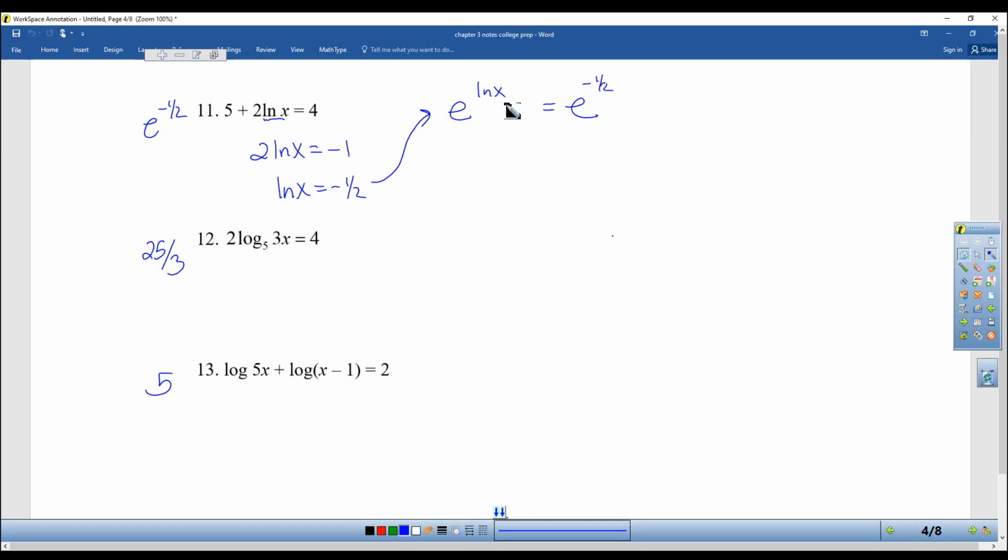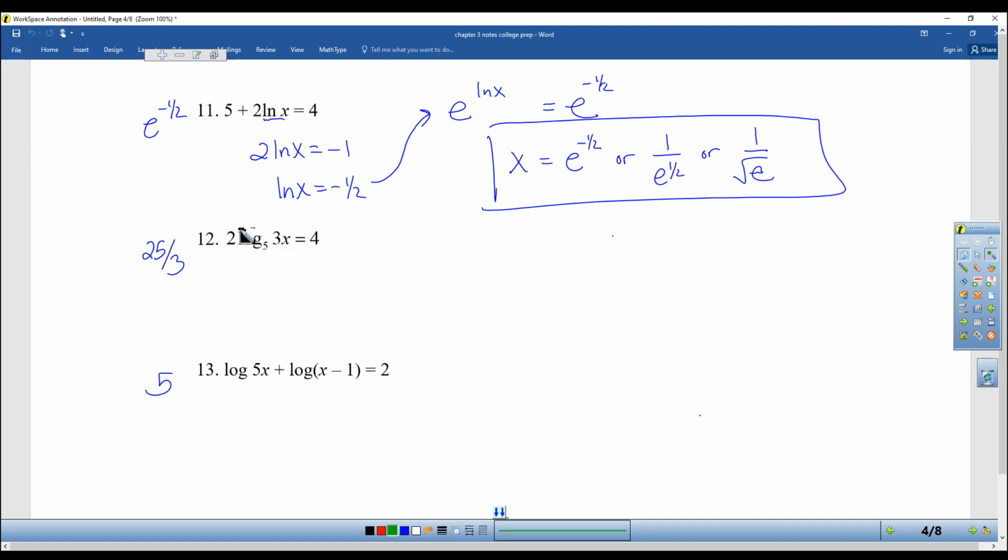Let that really sink into your head and make it make sense. If the bases are the same, then the exponents have to be the same. On this side, this cancels, and I get e to the negative 1/2, or 1 over e to the positive 1/2, or 1 over the square root of e. Lots of ways to write this answer.